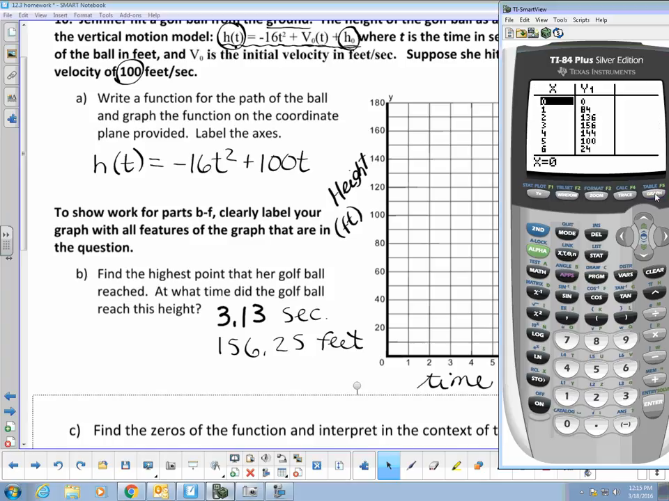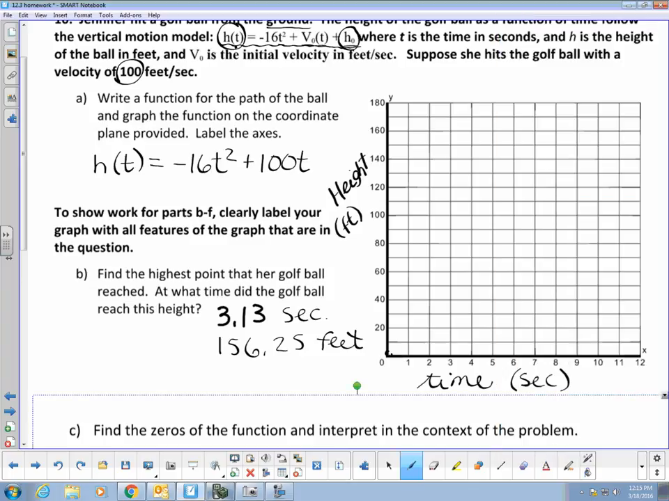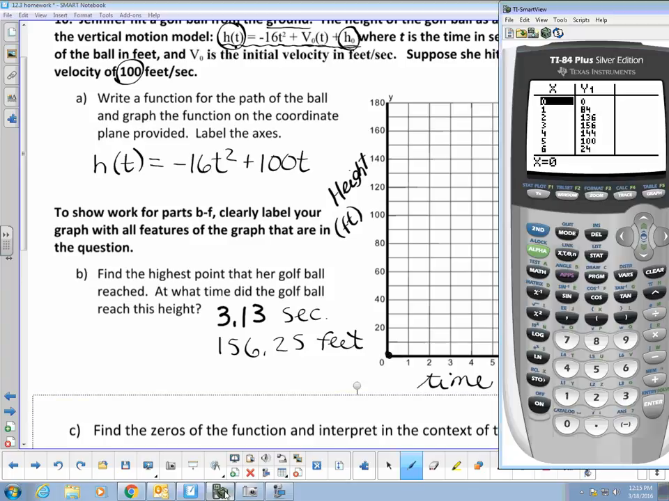So 0, 0. 1, 84. 2, 136. 3, 156. 4 is back down to 144. 5, 100. 6, 24.